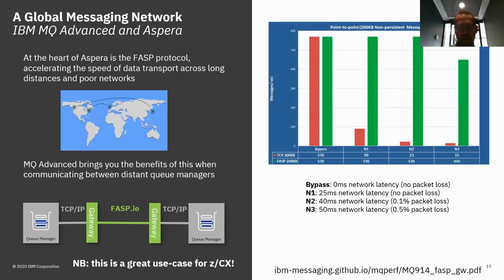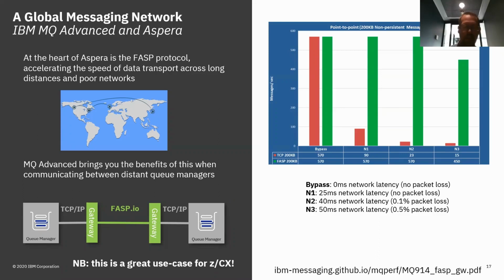So for those of you who don't know what FASP is, it's basically another network protocol. It's different from TCP/IP. In fact, it's based off the UDP way of doing networking. And the idea of FASP is it's designed to be highly optimized for transferring data over long distances, and be way more efficient at it than TCP/IP.